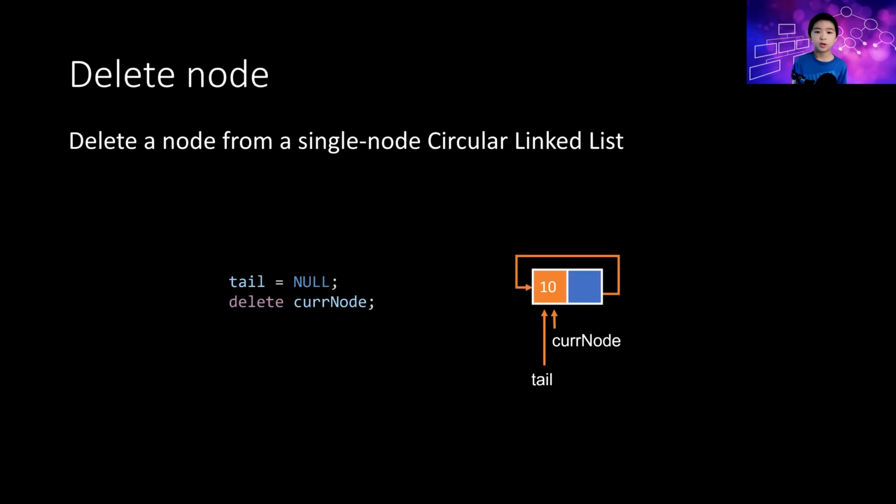The delete node function is just the opposite of the insert node function. There are also two scenarios: if there's only one node in the linked list, or we are deleting a node in the middle of the list. Let's look at the first scenario. First, the tail will become an empty pointer. Second, we destroy the current node.